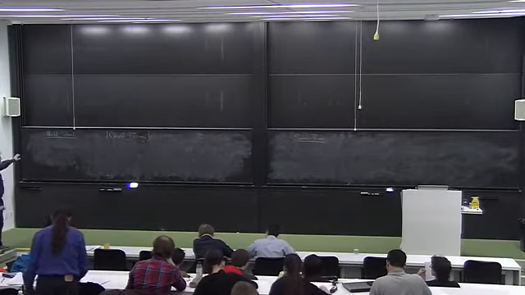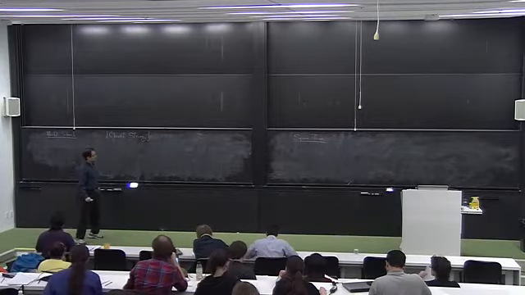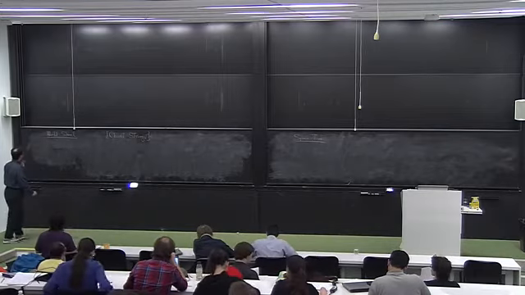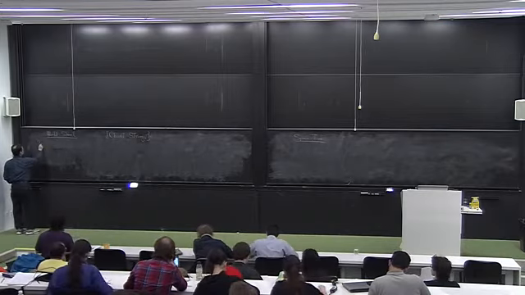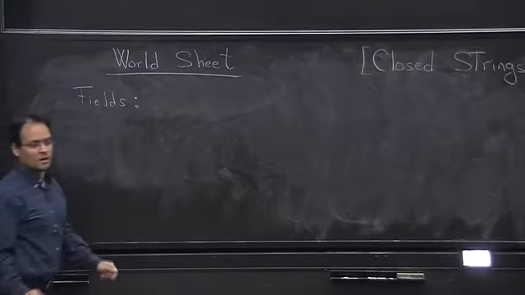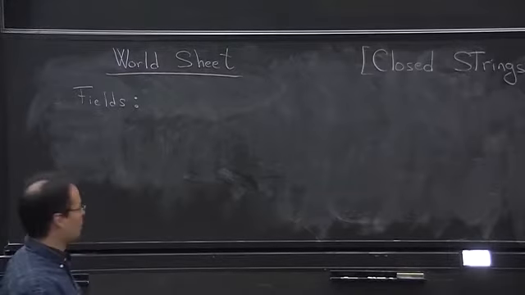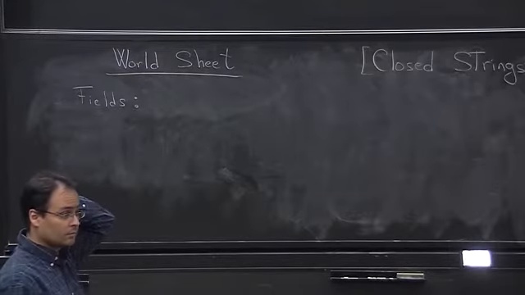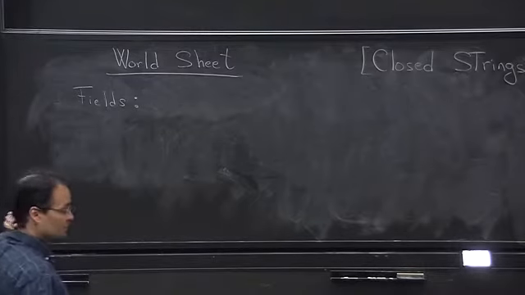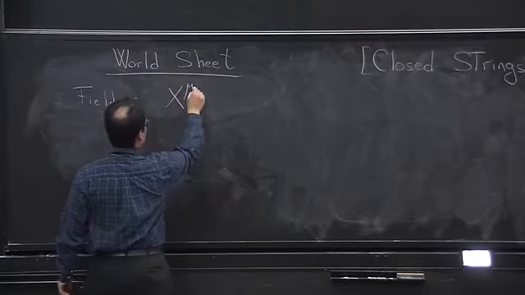So we have the worldsheet theory and the space-time theory. Let's do it for the closed strings. Now, what are the fields that we have here? Can anyone tell me? What are the fields in this theory? Excellent, yes. Just a bunch of scalar fields.